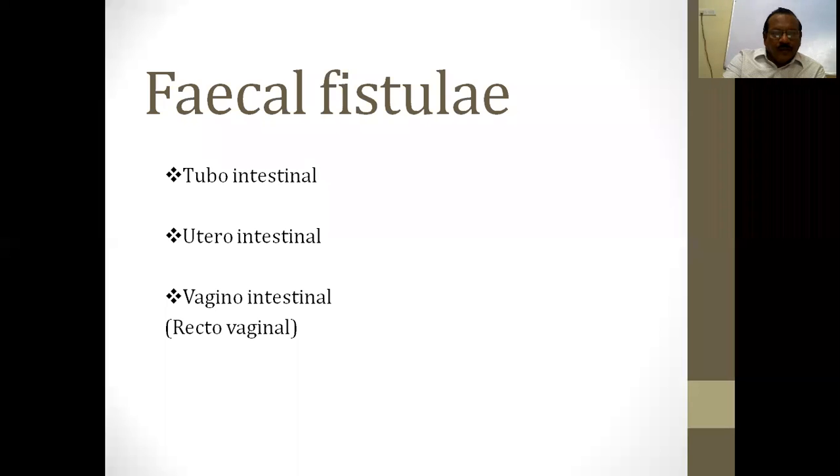Fecal fistula has various causes. It may be tubo-intestinal, a connection between the fallopian tube and the intestine, or utero-intestinal, a communication between the uterus and intestine. This generally occurs when we do medical termination of pregnancy or pass sounds or dilators. When we pass them, they may perforate the uterus and injure the intestine and may cause utero-intestinal fistulas and vagino-intestinal fistulas, also called recto-vaginal fistulas.